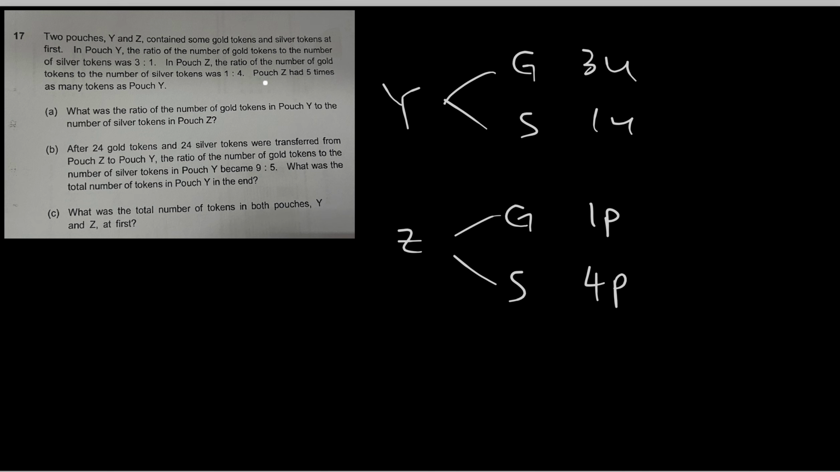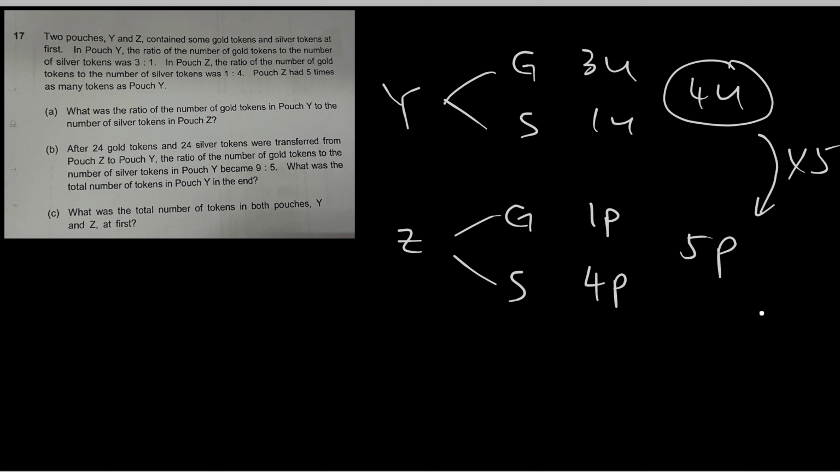And now it says pouch Z, which is here, has 5 times as many tokens. So therefore this total is what? 4U, right? This is 5P, right? So they say the pouch Z has 5 times as many tokens as this. Or in a way you can figure out, if this is 4U, 5 times of 4U is 20U, right? Does it make sense?